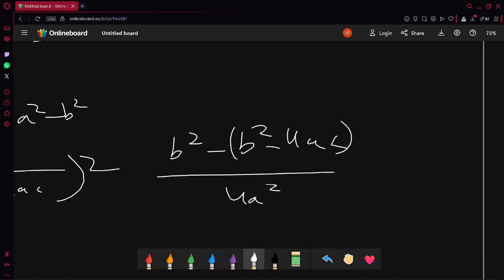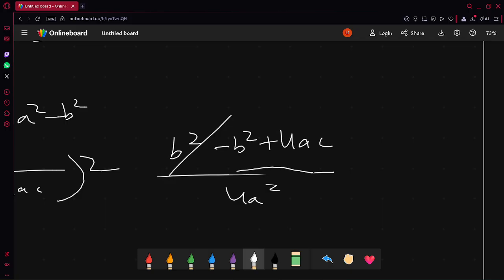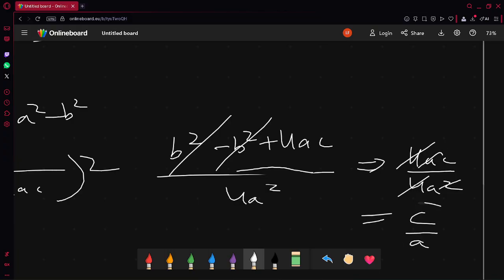And this multiplication sign and negative sign, we can multiply it. This becomes plus, and if we just rewrite this, this would be minus b squared plus 4ac. These cancel out, and this gives us 4ac over 4a squared. These 4's cancel out, and one a cancels out, giving us c over a.